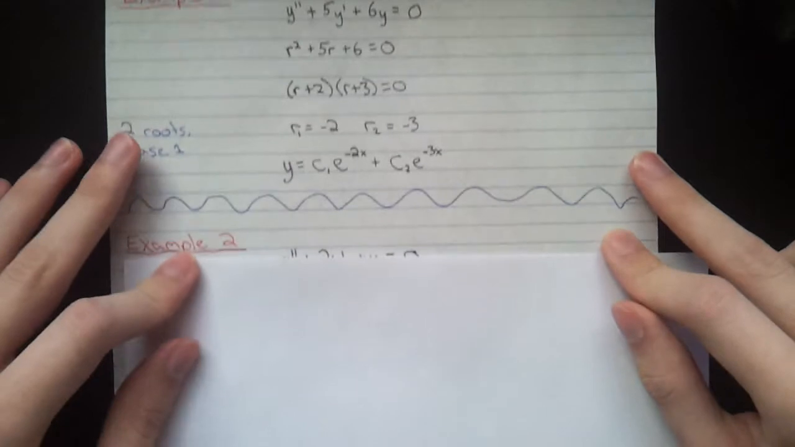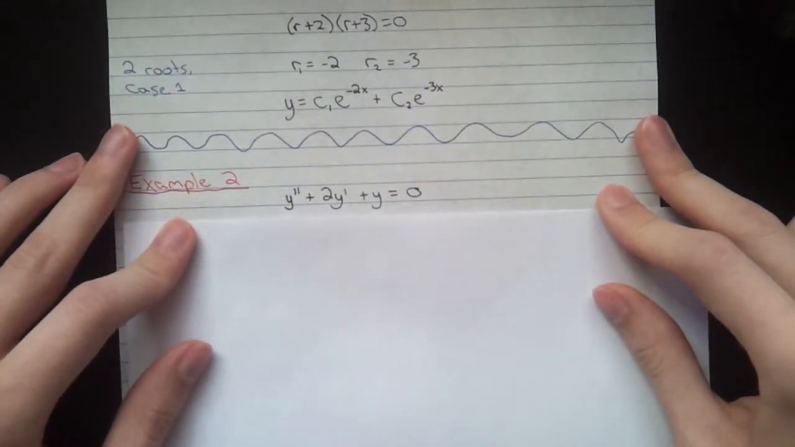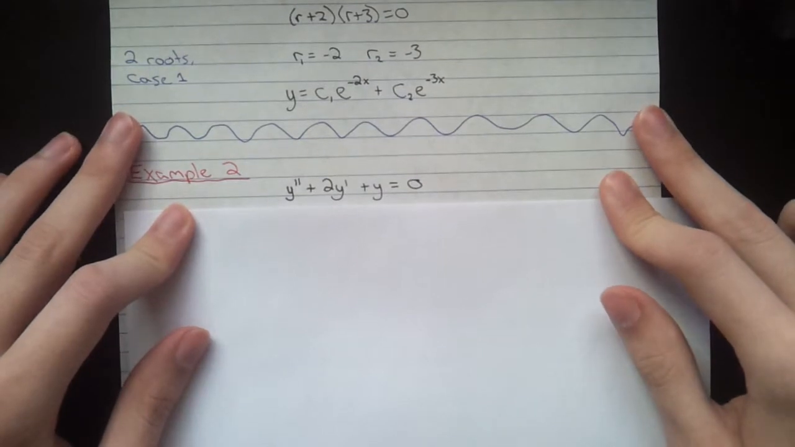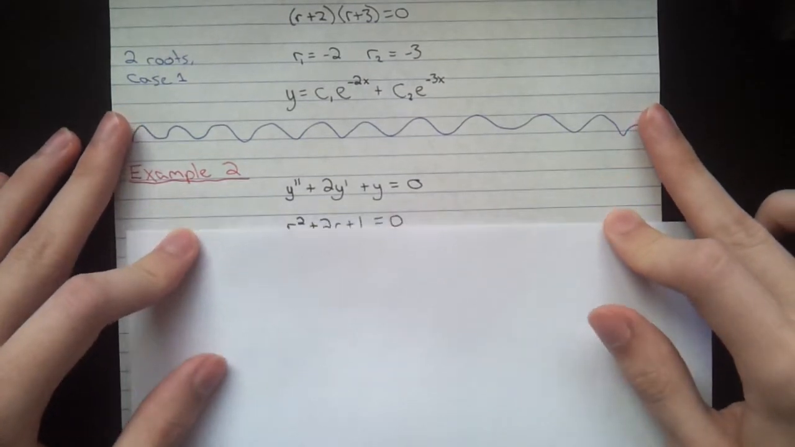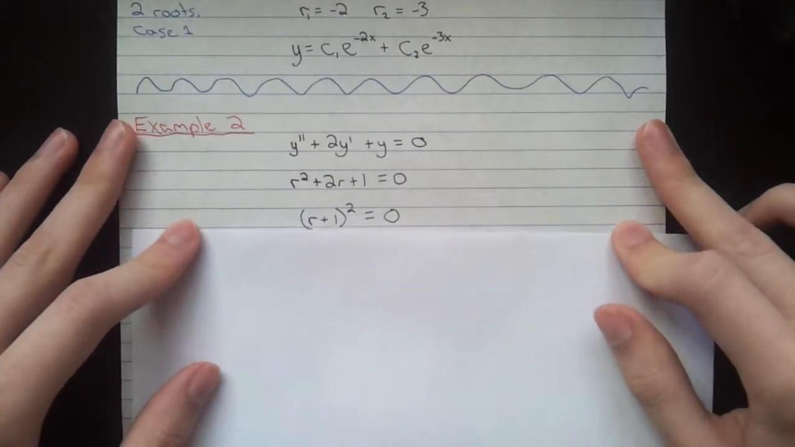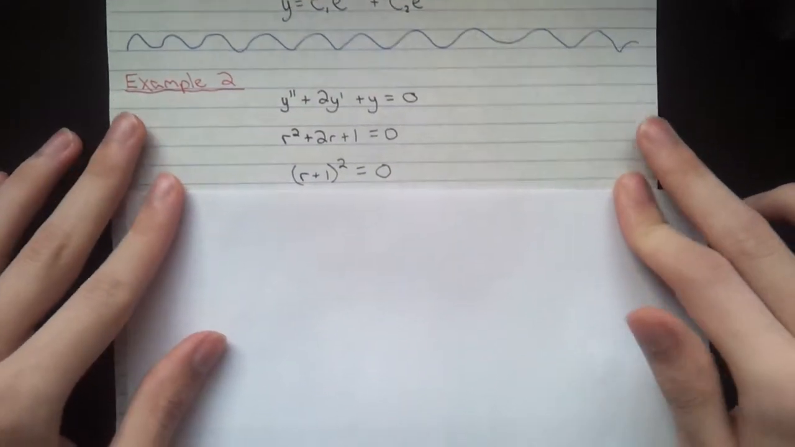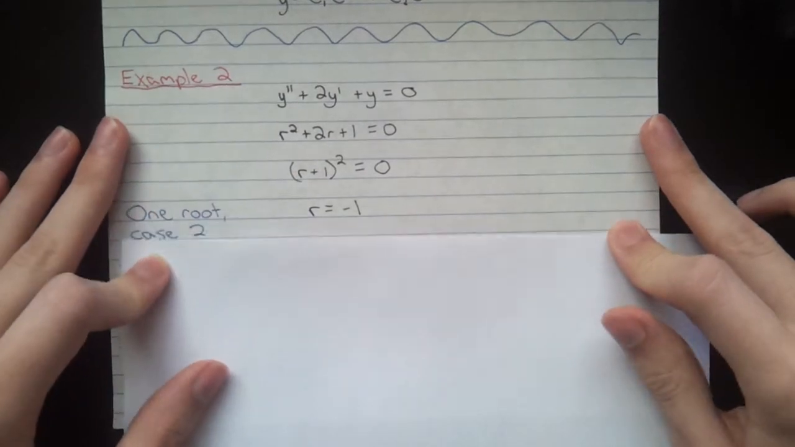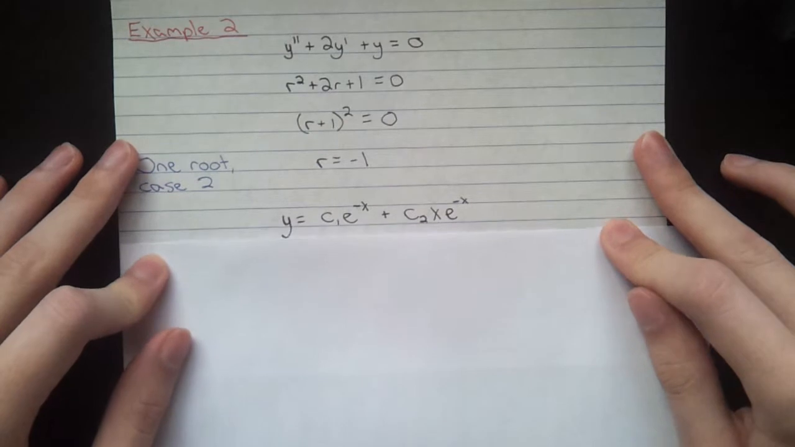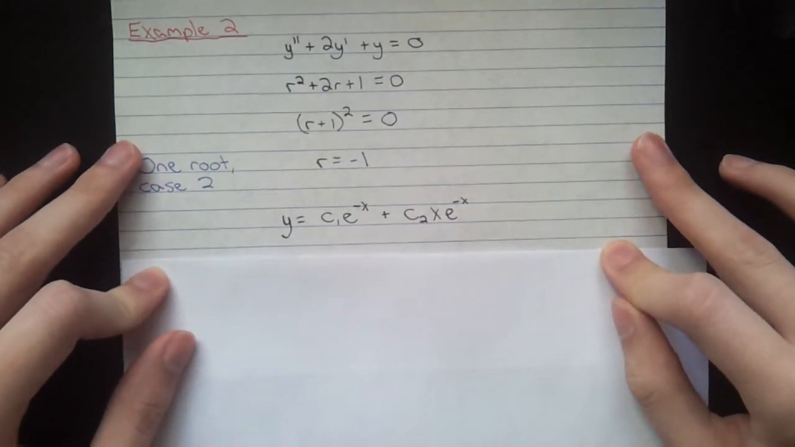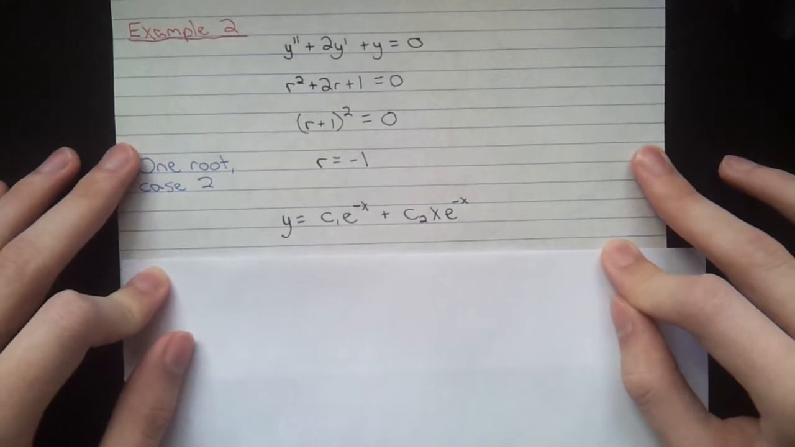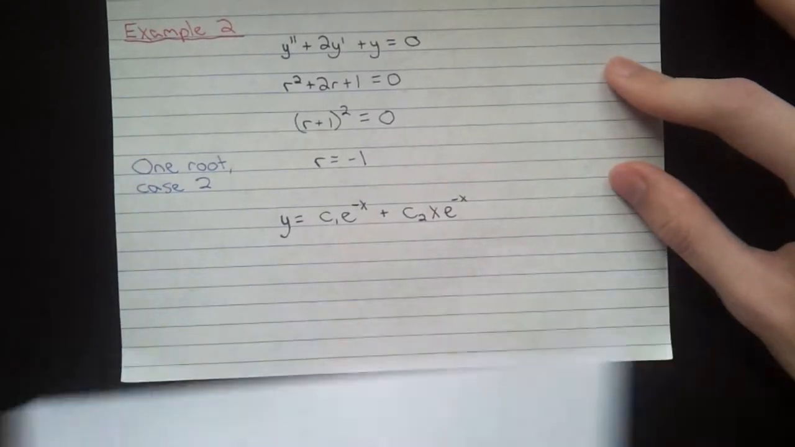So example number 2. We have y double prime plus 2y prime plus y. Do our r transformation, we get r squared plus 2r plus 1. Factor that, it's r plus 1 squared. So we only have one root here. That means we're in case 2. So we plug r into the formula for case 2, and we get y equals c1 e to the negative x plus c2 x e to the negative x. And that's it for that one.